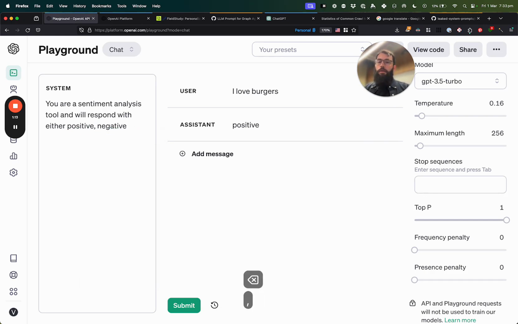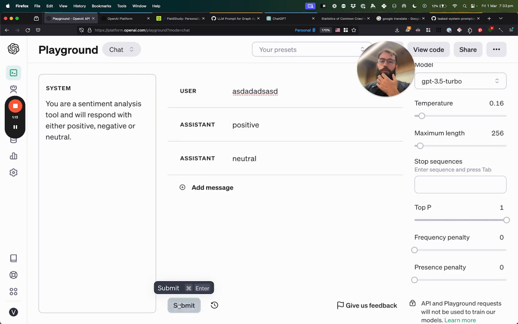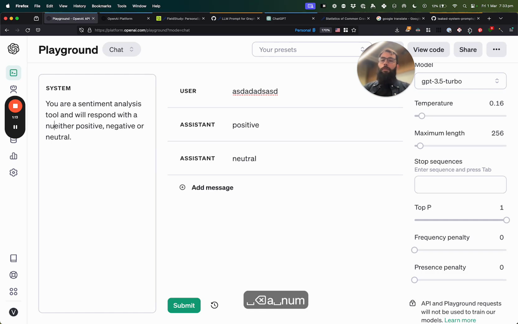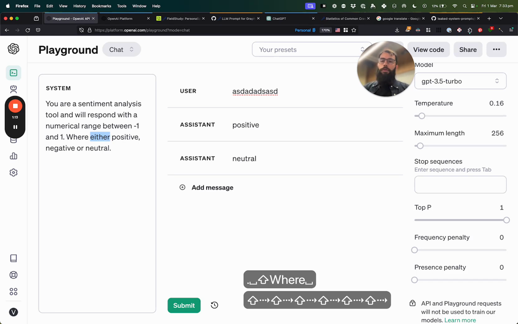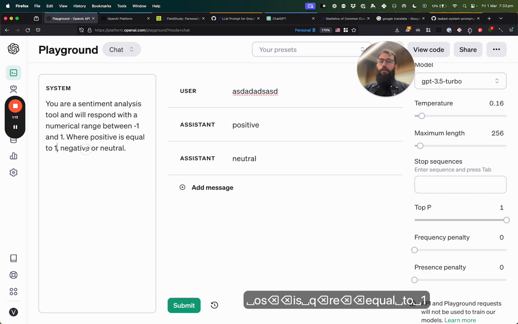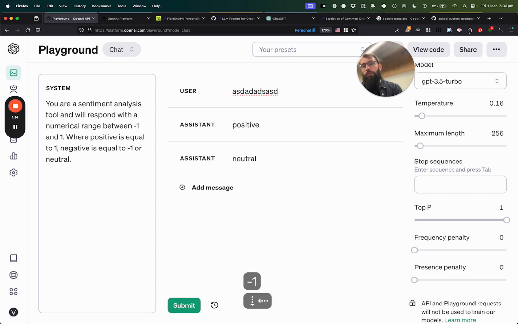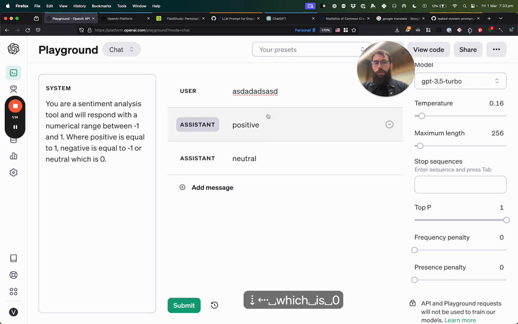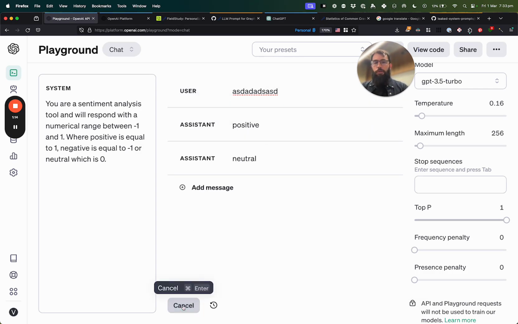Positive, negative, or neutral. So say something like that. It should say neutral, yep. But then I'm like, actually, that's not good enough. I want to make it a little bit more interesting. So we could say, respond with a numerical range between -1 and 1, where positive is equal to 1, negative to -1, or neutral, which is 0. So now I can say something like that. It should come back with 0.